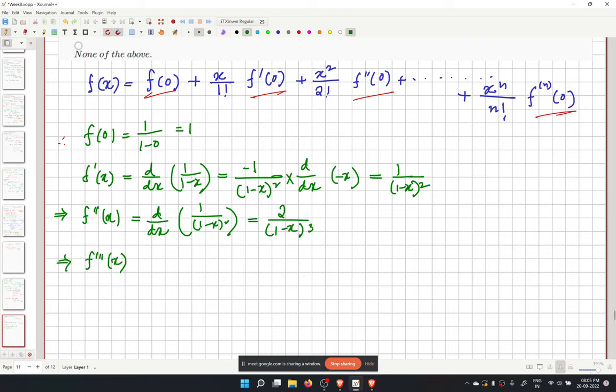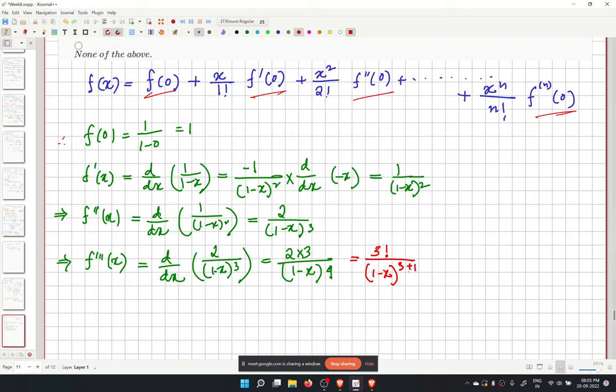Similarly, f triple prime x will be d/dx of this, which is equal to 2 times 3 over (1 minus x) whole to the power 4 at the denominator. Okay, so now you can clearly see a pattern here, right? So to make it obvious, let me rewrite it like this. So this is nothing but 3 factorial, and here the term at the bottom can be written like (1 minus x) to the power 3 plus 1, and remember that this is the third derivative of the function. Similarly, what will be the second derivative of the function? We can rewrite this 2 like 2 factorial divided by (1 minus x) whole to the power 2 plus 1.